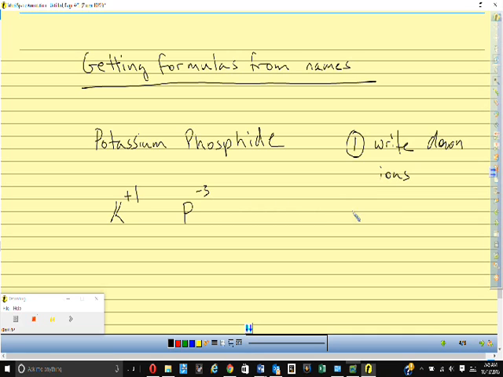Okay. Step 2, what I'd like you to do is eliminate the signs. In other words, we're just going to cross out these signs. Just go ahead and get rid of them. And the reason why we're doing this is because these things are going to pair up in a way so that your charges, your signs, are going to be eliminated anyways.